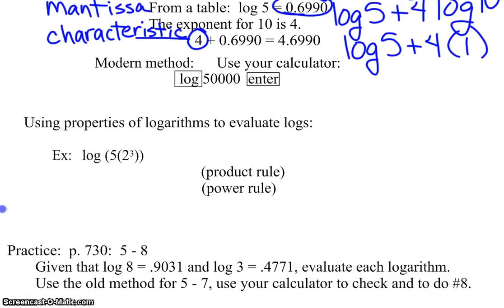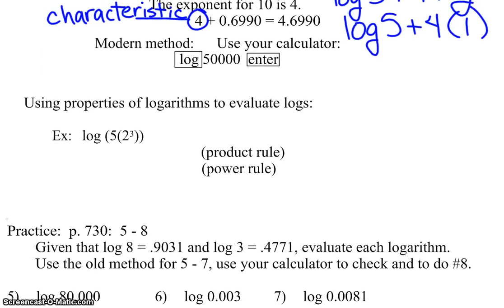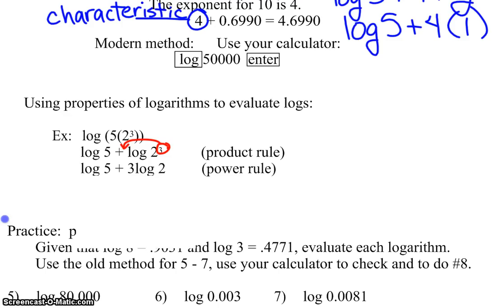Now, let's say, for example, we were looking at this problem, log of 5 times 2 to the 3rd. We would use a lot of the different properties of logarithms to work this. First, we would break it down into the log of 5 plus the log of 2 to the 3rd. Then we would take the power rule and drop the exponent in front and make it the log of 5 plus 3 log of 2.